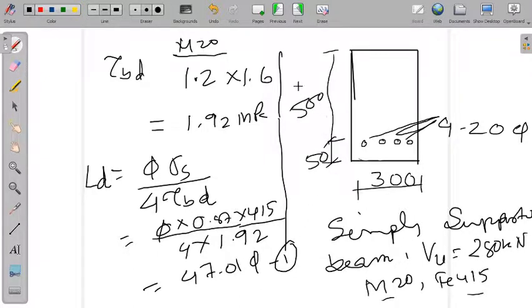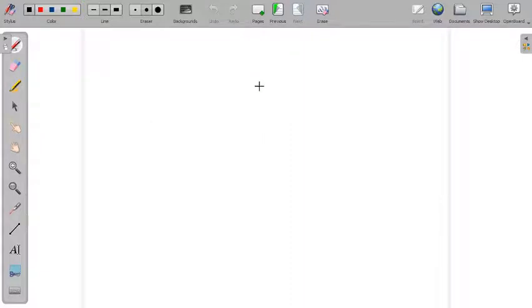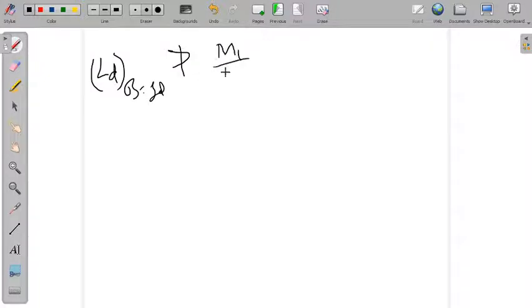Now, we have discussed what the requirement of LD is. It said that LD, when sigma s is equal to FD, should not be more than M1 by V plus L0. Right, a few minutes back we have discussed that. So, now what do we need to know? We need to know the value of M1.